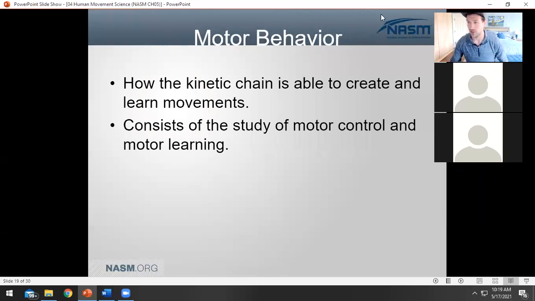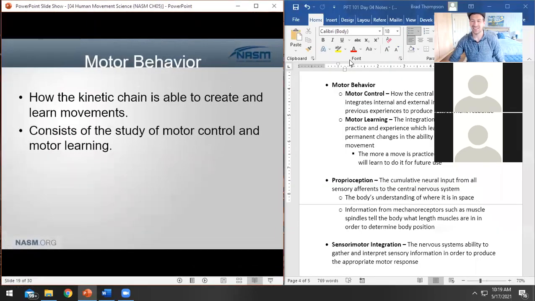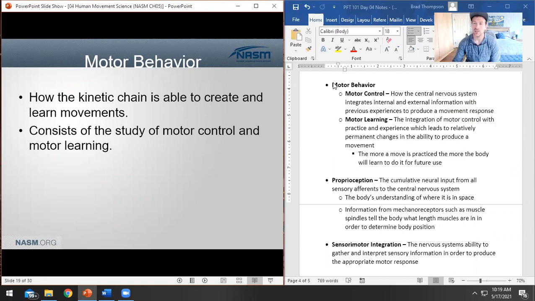All right, so that's kind of just a fun little bonus lesson at the end. All right, so we've been talking about all of this because we want to understand posture. Well, now that we kind of understand it, let's talk about how we learn it. How do we teach it to our clients? Well, this is where our motor behavior comes in.